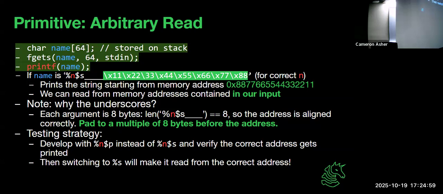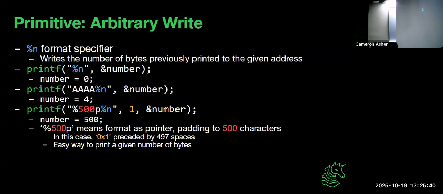Something we need to keep in mind for this, and why there are underscores, is that when we're reading these stack variables, we're going up 8 bytes at a time. So it needs to be correctly aligned so that when we specify this format specifier, it will read exactly the address and not start halfway through or something. And the testing strategy is to develop with %p instead of %s to verify that the correct address you're looking for gets printed, rather than getting confused by a probable segfault if it reads an invalid address. Then you can switch to %s once you have verified that the correct pointer value is in there.